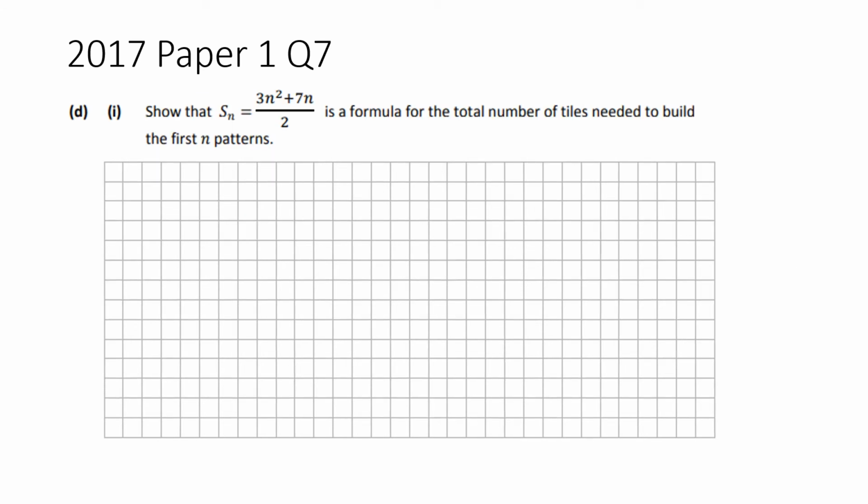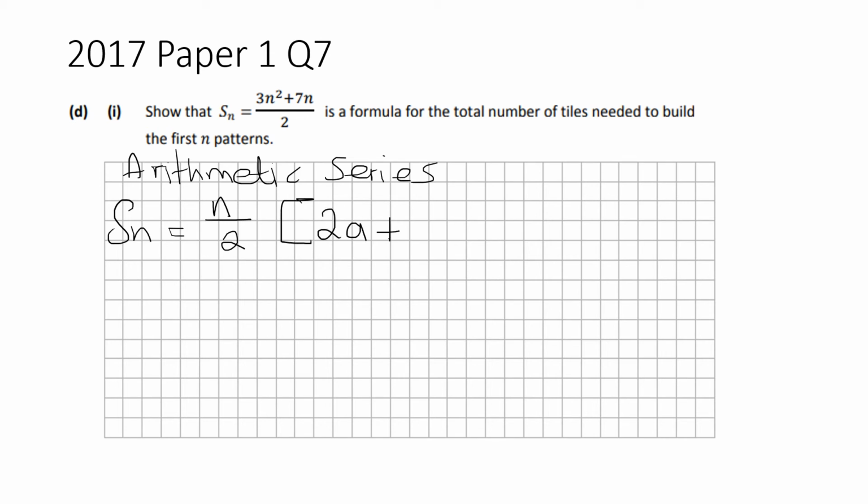For part D, you want to show this answer, a formula for the total number of tiles needed to build the first n patterns. So this is an arithmetic series. So what I'm going to do here is write down the formula. S of n is equal to n over 2 by 2a plus n minus 1 times d.